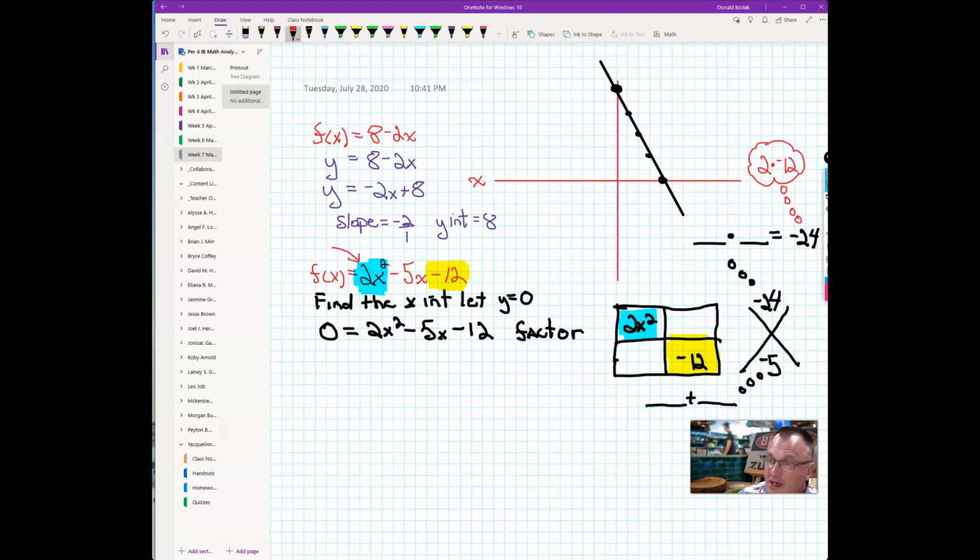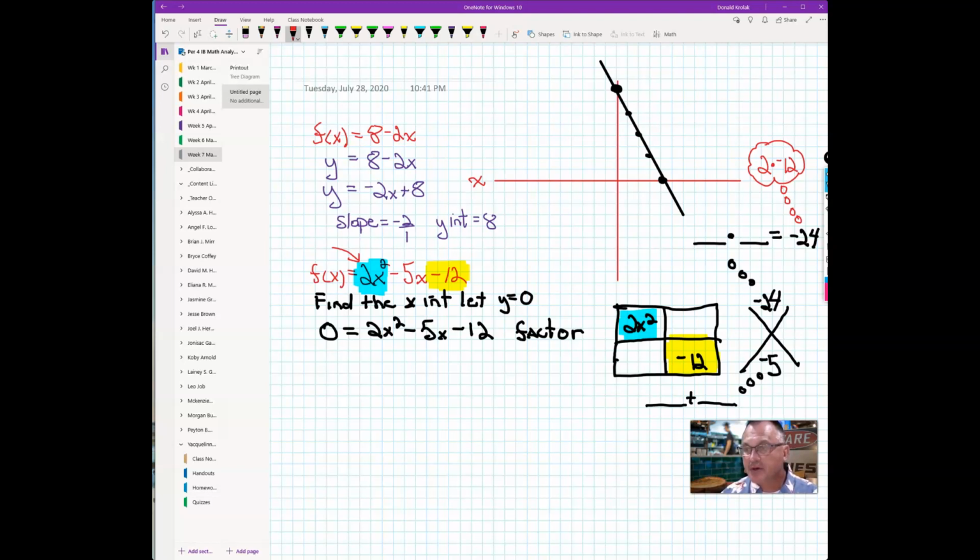So the method that I use is what's called the box method. I drew this 2 by 2 box over here. The leading term goes in the upper left box, and the constant term goes in the lower right box. Then I do something similar to what I did in the other one, what I called the factor game.